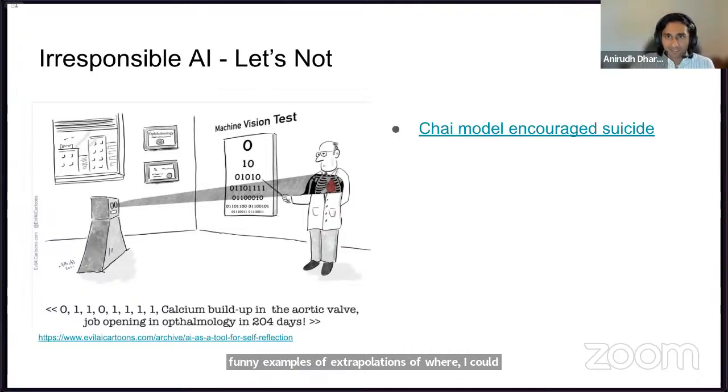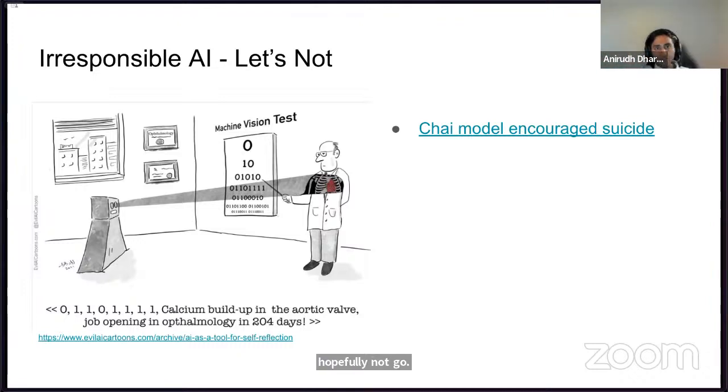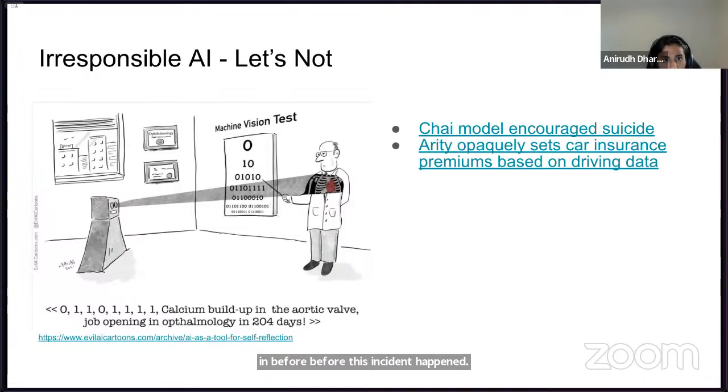But some of the unfortunate examples of irresponsible AI include a model by a company called Chai encouraging a Belgian man to commit suicide because of his fear around the climate crisis. They responded by making sure the bot would respond more appropriately when someone was expressing thoughts of self-harm, but those guardrails weren't in before this incident happened, which was incredibly unfortunate.